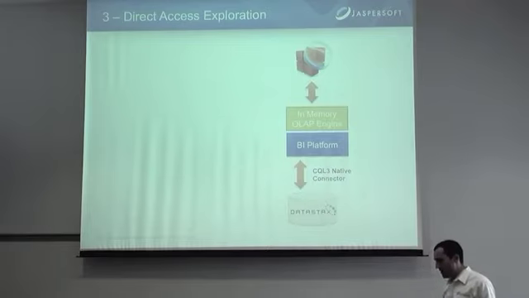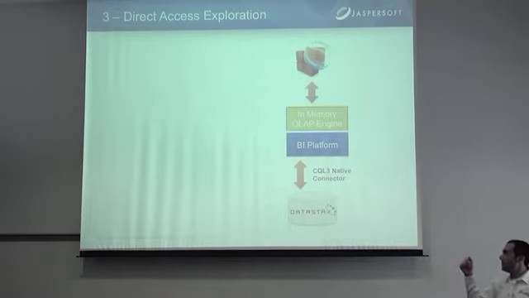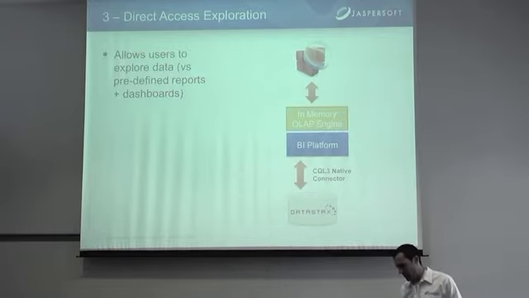So then there's the third method, which is direct access exploration. It's very similar to the previous one in that we're using our native connector. It's bringing the data into an in-memory OLAP engine, and then it allows the user to drag and drop and sort of look at the data in that way. We can parameterize the queries into your Cassandra cluster, so it's not like just doing a dump of everything into memory. You can selectively grab stuff and then allow the user to deal with it in memory.